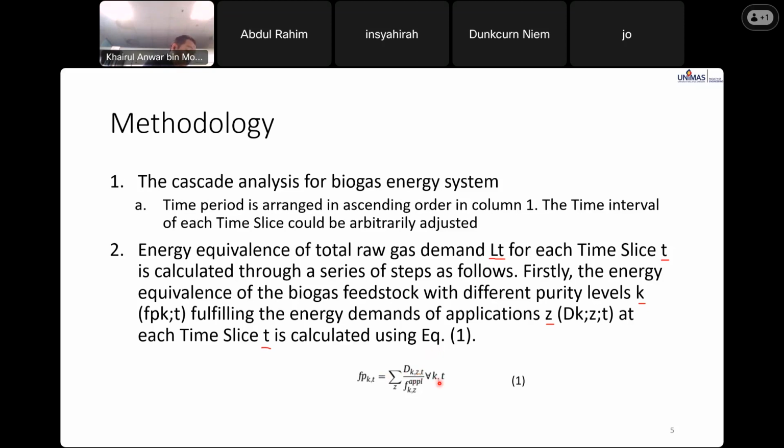Over F applied KZ, the denominator is the conversion factor accounting for energy loss during application. So if you refer back to table 4 inside the paper, FPKT is under demand of NGV.